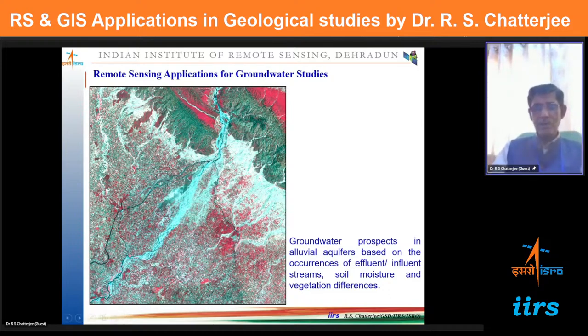Here, for example, using these three basic criteria: at the surface, whether the soil moisture is high or low, whether the vegetation density is high or low, and whether influent streams or effluent streams are occurring. Based on that, this is the Shivaliks and this is the Piedmont alluvial region. In this Piedmont alluvial region, we can interpret which area has high groundwater prospect with groundwater shallower to the surface, and which area has low groundwater prospect with groundwater deeper.